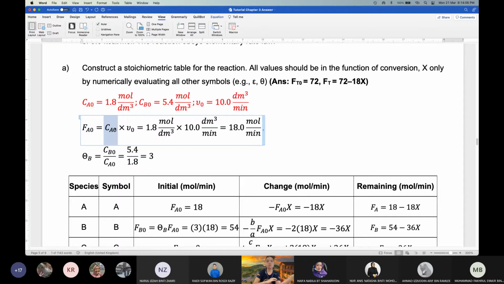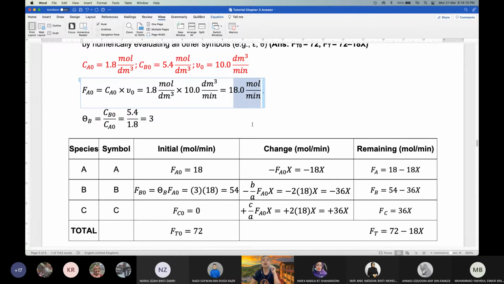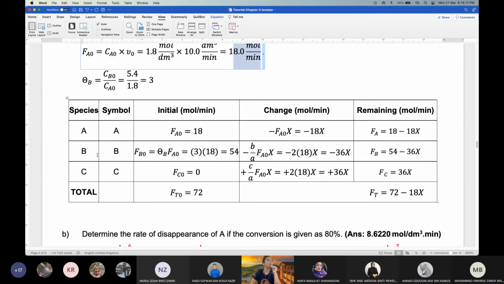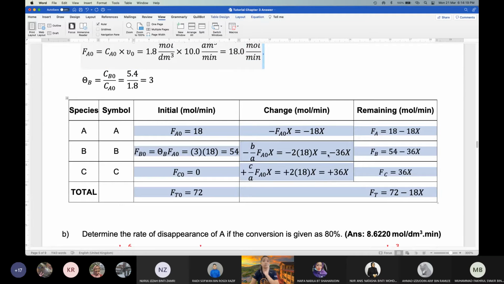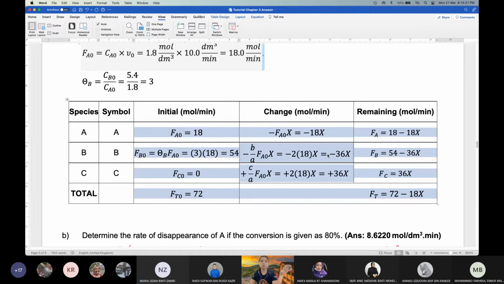Make sure to find FA naught, you must multiply it with CA naught. So you get your FA naught as 18 mole per minute. Now that you have obtained the mole FA naught, then you can start doing the table. Okay, then you have to check how many rows the table has.